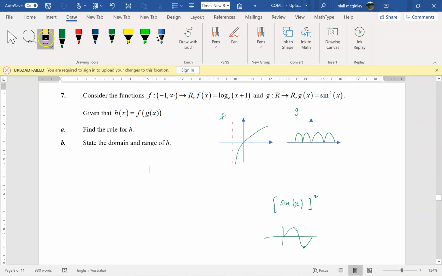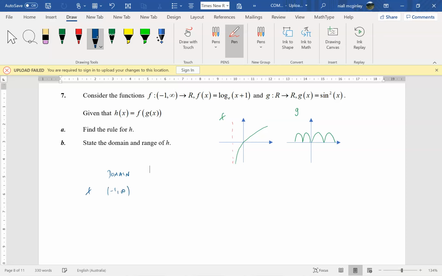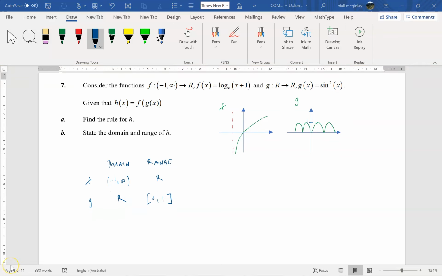Okay, so here what we want to do is our domain and range. We'll make up a little table for domain and range. The domain of f is what's stated here, minus 1 to infinity. For g, it's going to be R. The range is going to be R from a logarithm graph. And here it's not going to go above 1, so the range will be 0 to 1. So that's the first thing I do.